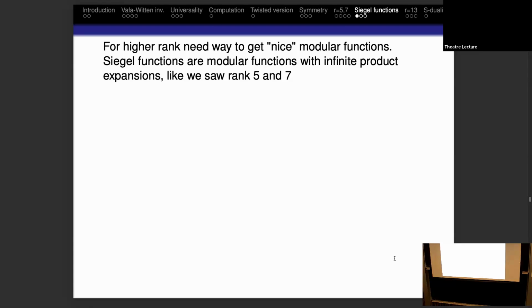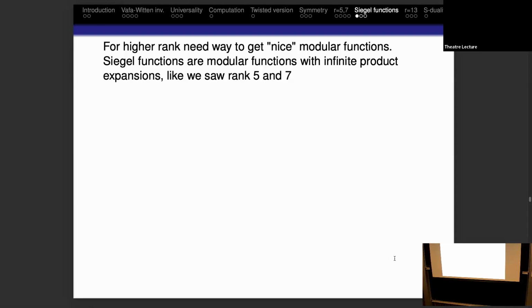So we have an infinite product in terms of Q, which in particular also means they are holomorphic without zeros on the whole upper half plane. The zeros and poles only occur at the cusps. And so in that sense, they are what is called modular units.